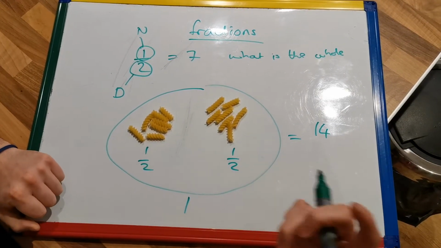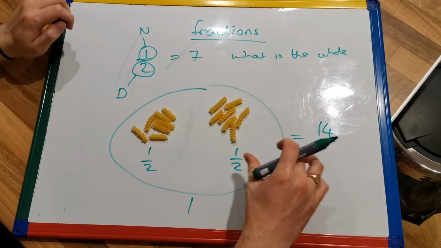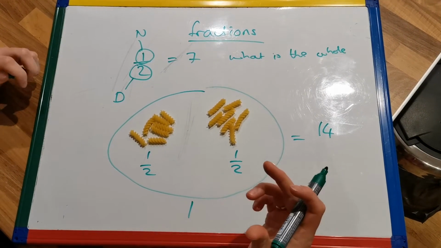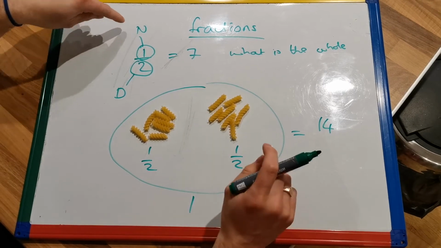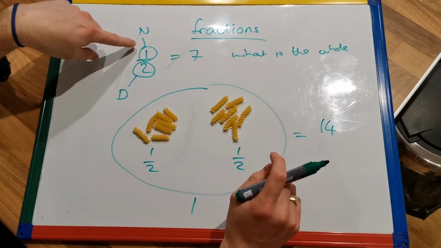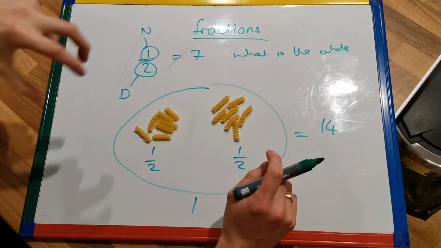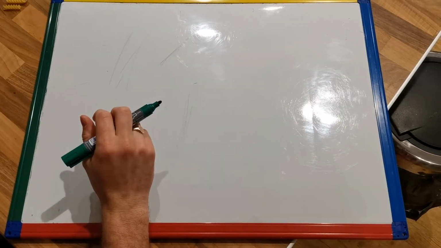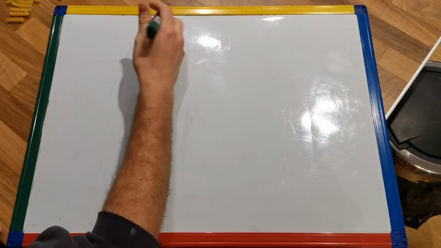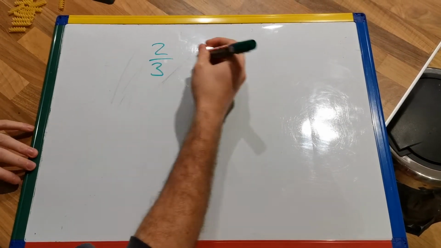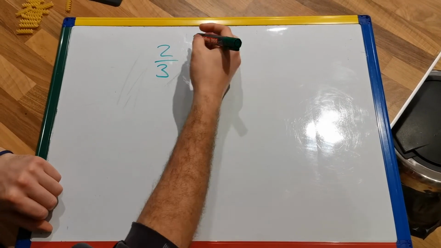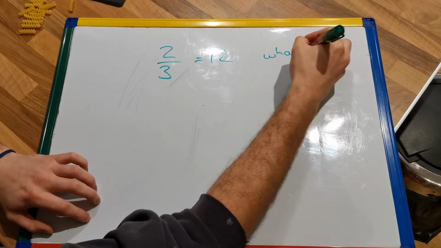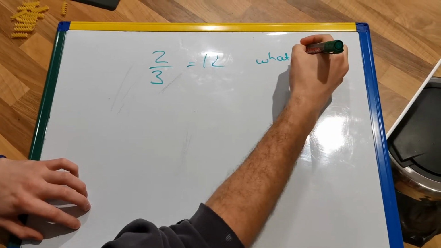That's my first example. I'm going to use a more difficult example to show exactly what I mean. But it's important to remember that it's the relationship between the numerator, the denominator and the whole number that we need to focus on. So example number 2 is: 2/3 of a number is 12, and they're asking you what is the whole number.